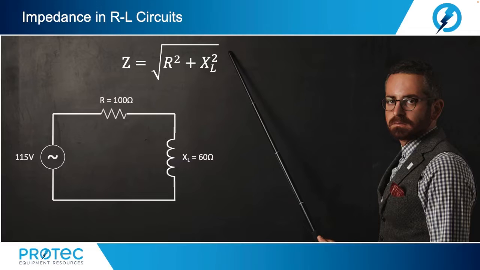Now, as an example, if a 100 ohm resistor and a 60 ohm inductive reactance are in series with a 115 volt applied voltage, we can work through the equation, and our impedance would equal 116.6 ohms.